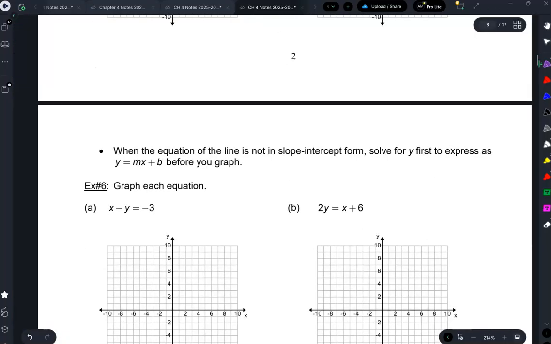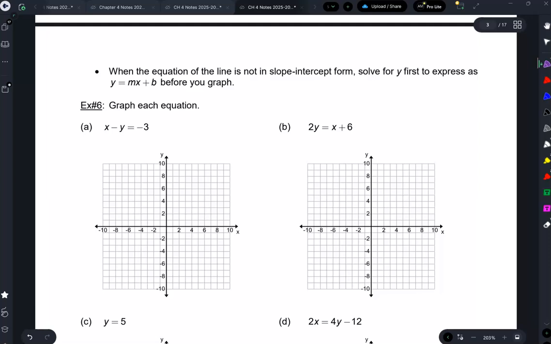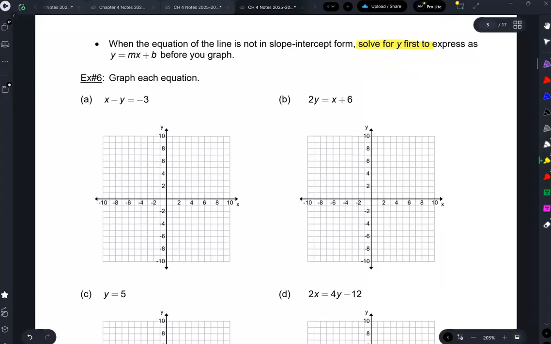Okay. Now, what if the equation is not in slope-intercept form? Well, then you have to put it in slope-intercept form. You have to solve for y first. So that's why we were learning all the other stuff from before. So here, to solve for y, what am I going to do? Minus x, minus x. So I get negative y equals negative x minus 3.